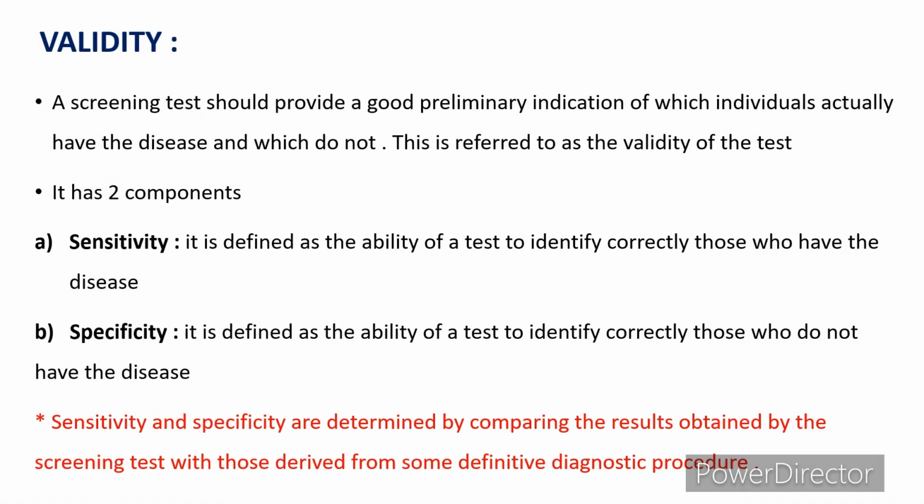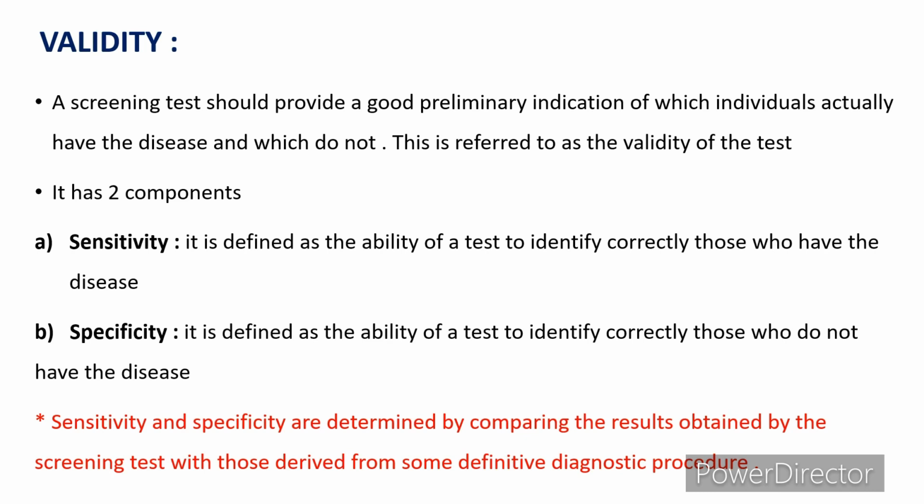To start with validity, a screening test should provide a good preliminary indication of which individuals actually have the disease and which do not. This is referred to as the validity of the test. It has two components: sensitivity and specificity. Sensitivity is defined as the ability of a test to identify correctly those who have the disease, whereas specificity is defined as the ability of a test to identify correctly those who do not have the disease.